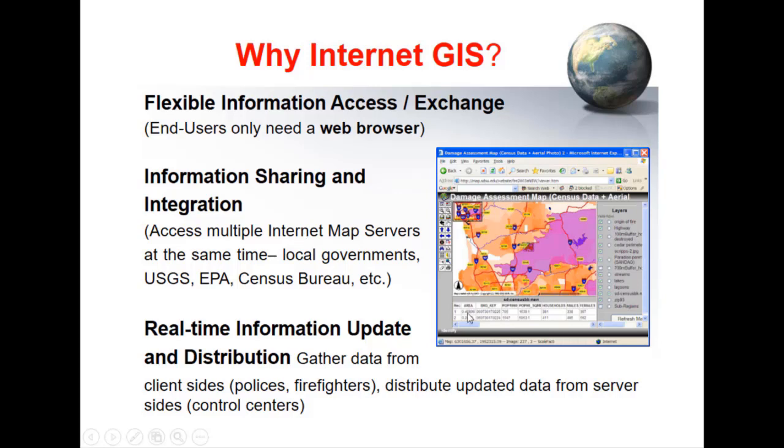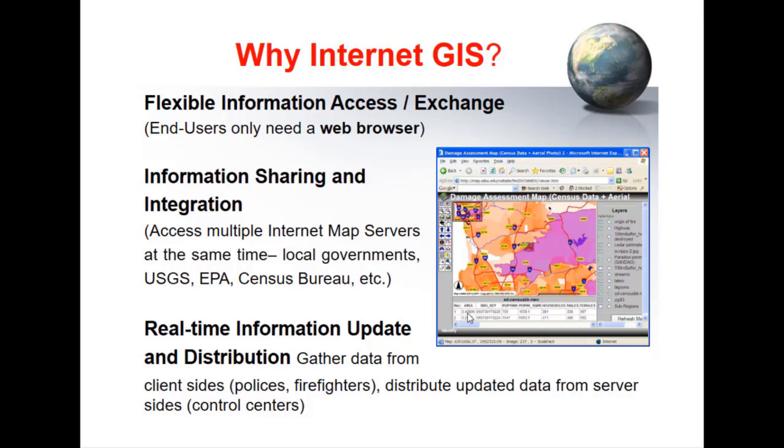So multiple Internet map servers we can access at the same time, like local governments, USGS, EPA, Census Bureau, etc. So what is USGS? Do you know? The United States Geological Survey. Okay. So all these organizations have their servers, and particularly GIS servers are called Internet map servers. All these things you can access together through the Internet or Web GIS.